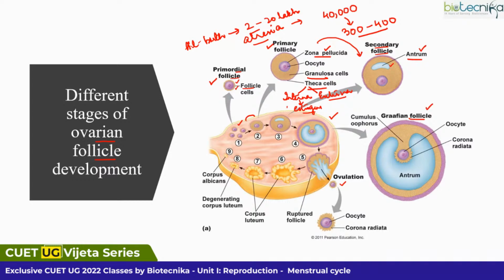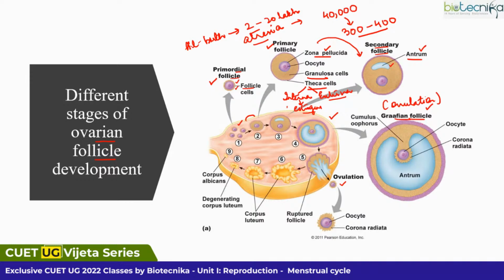The Graafian follicle stage is one of the most important stages, because remember, it is the stage where ovulation will occur. What is ovulation? Ovulation is the release of the ova or the oocyte, right? So ovulation, remember, will occur in the Graafian follicle stage.